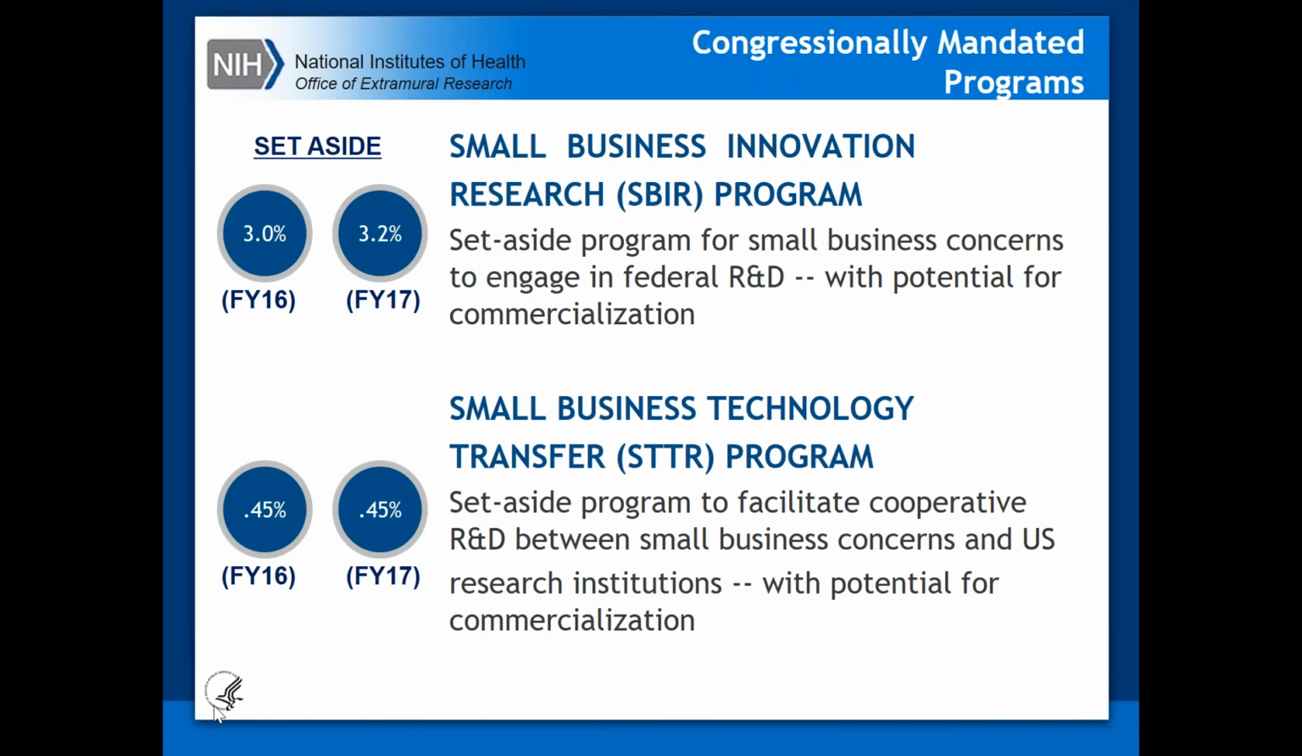In addition to the SBIR program, we have the STTR program, which stands for the Small Business Technology Transfer Program. That's a set-aside to facilitate cooperative R&D between small business concerns and U.S. research institutions, with potential for commercialization. As you can see, for fiscal years 2016 and 2017, the set-aside is 0.45%, and that stays the same in both years. The next slide, please.